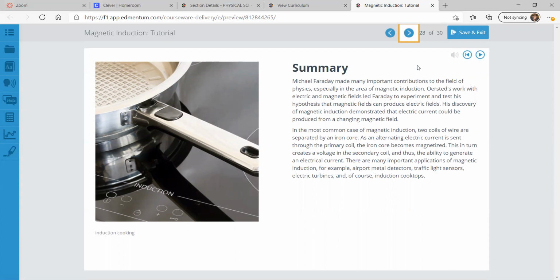In the most common case of magnetic induction, two coils of wire are separated by an iron core. As an alternating electric current is sent through the primary coil, the iron core becomes magnetized. This in turn creates a voltage in the secondary coil, and thus the ability to generate an electrical current. There are many important applications of magnetic induction, for example, airport metal detectors, traffic light sensors, electric turbines, and of course, induction cooktops.